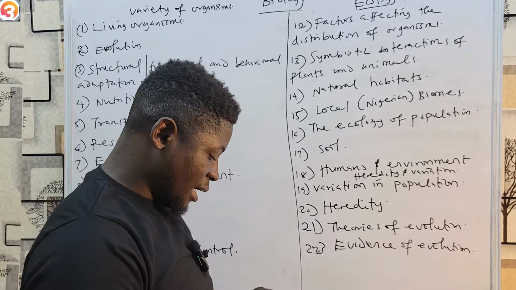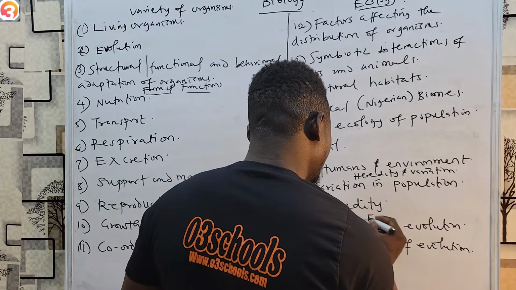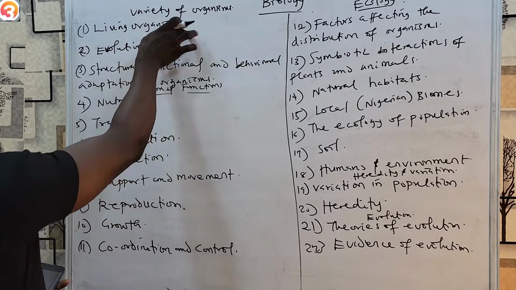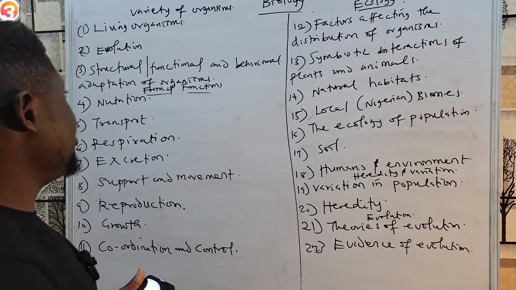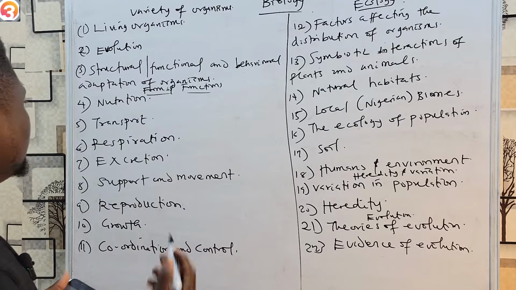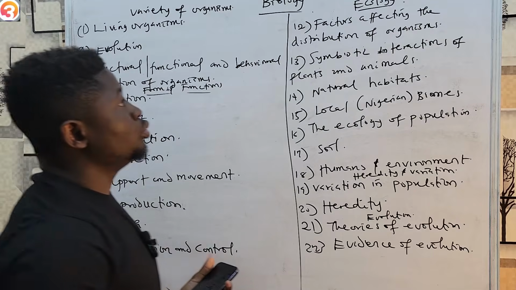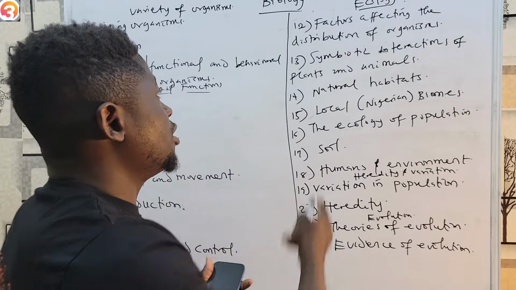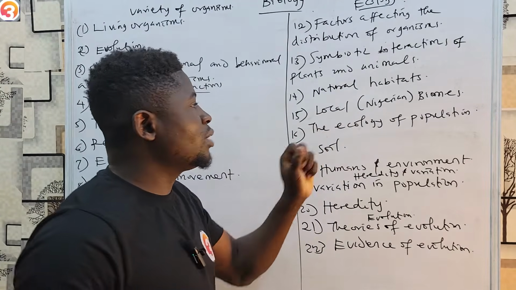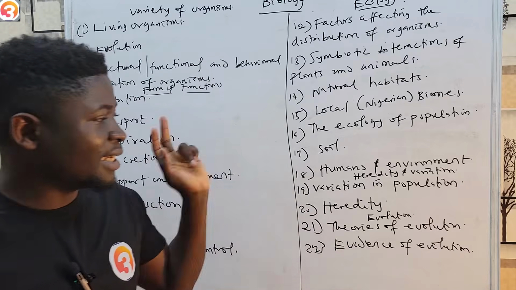Of course, they said the 5th part, which is evolution. After heredity and variation, we now have evolution. So the first part is the variety of organisms, where we talk about living organisms, evolution, structural, functional, and behavioral adaptation of organisms. Then we talk about form and functions: nutrition, transport, respiration, excretion, support and movement, reproduction, growth, coordination, and control. Then we talk about ecology, our environment, right? We'll talk about factors affecting the distribution of organisms, symbiotic interactions of plants and animals, natural habitats, local, that is Nigerian biomes, the ecology of population, soil. Then the last one, humans and environment, right?